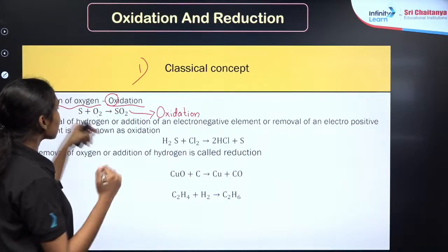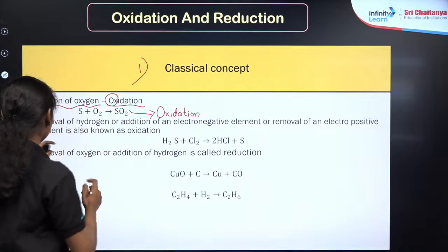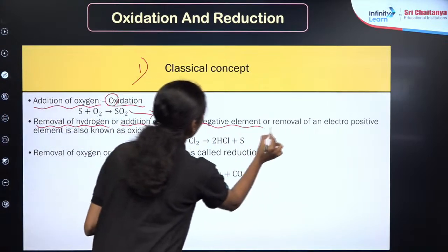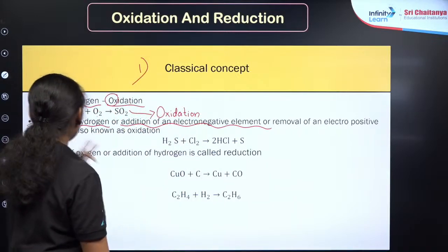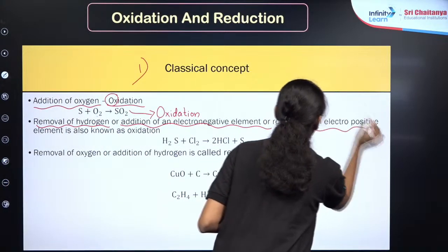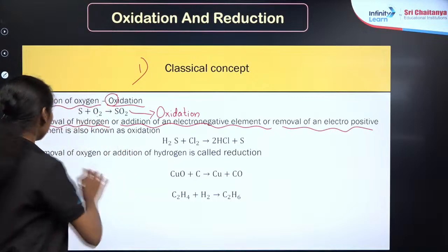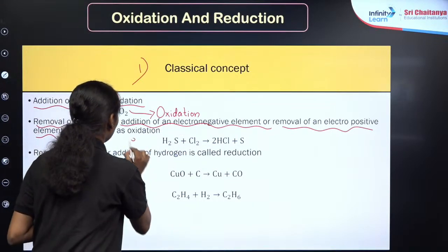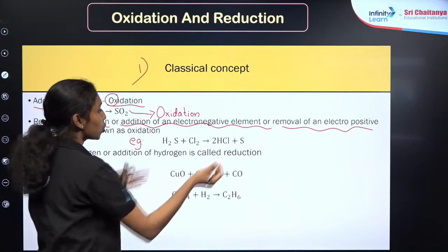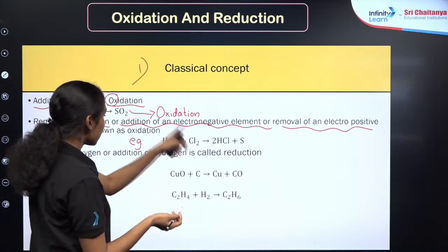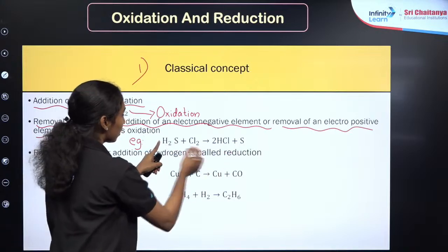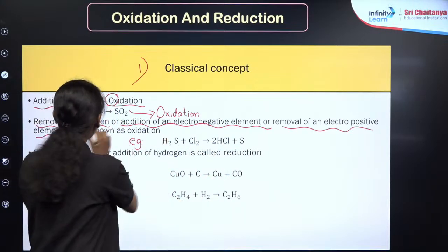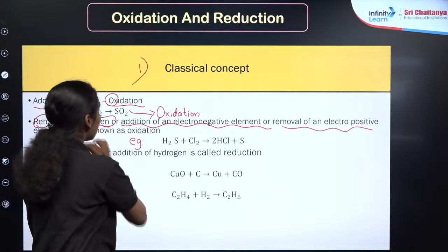Then again, we can classify oxidation in terms of hydrogen. The removal of hydrogen or addition of any electronegative element or removal of an electropositive element is also known as oxidation. I will explain with an example. For example, H2S plus Cl2 gives 2HCl plus S, which means you can see that here the hydrogen is being removed, right? H2S is converting to sulfur by removing hydrogen, which means the removal of hydrogen is taken as an oxidation reaction.